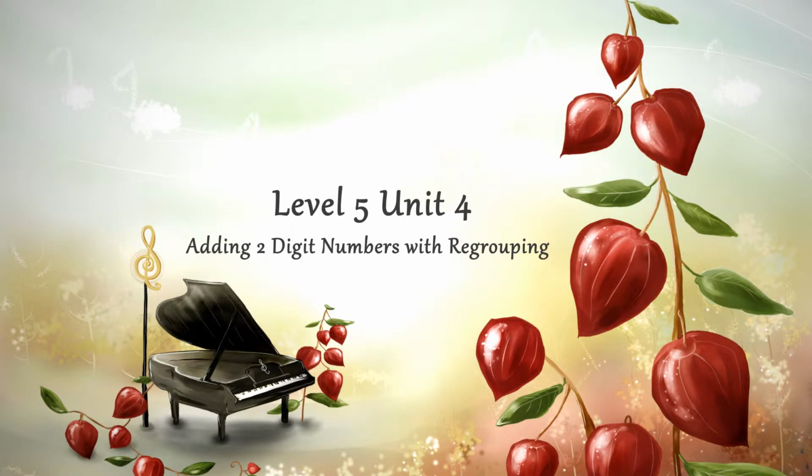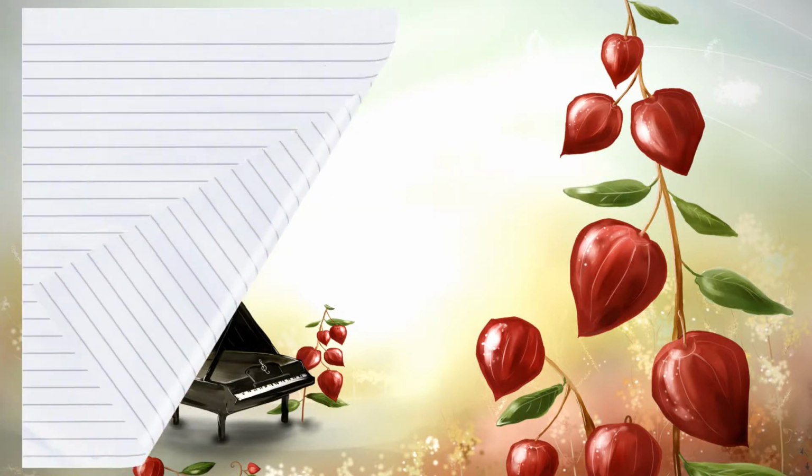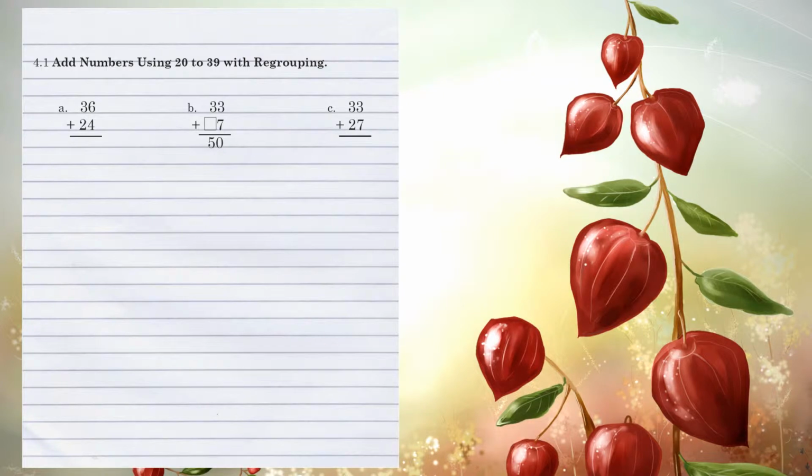Unit 4, adding two-digit numbers with regrouping. Unit 4.1, add numbers using 20 to 39 with regrouping. Let's look at example A, 36 plus 24.